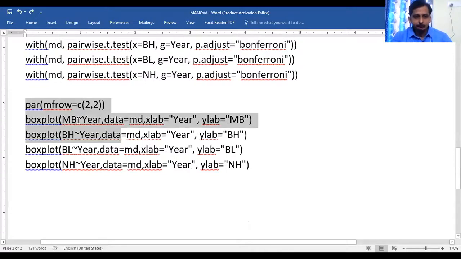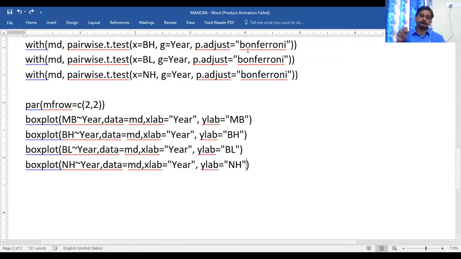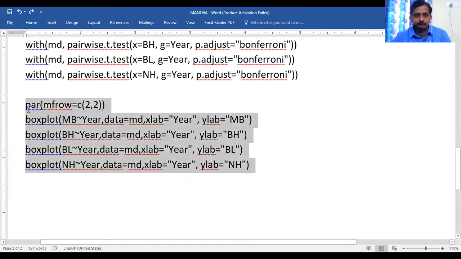These graphs are a recollection of how to project the box plot of a variable across the different levels of a factor. This line of code will generate a box plot of the varying values of MB across the years, taking the data stored in MD, labeling the x-axis as year and the y-axis as MB. This is the simple code we have been practicing and making use of from day one till date.